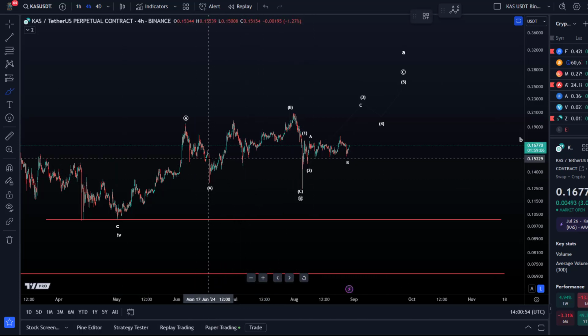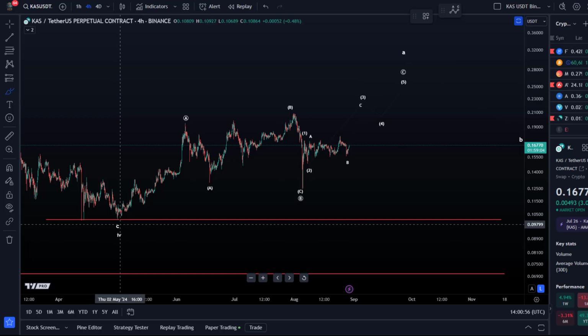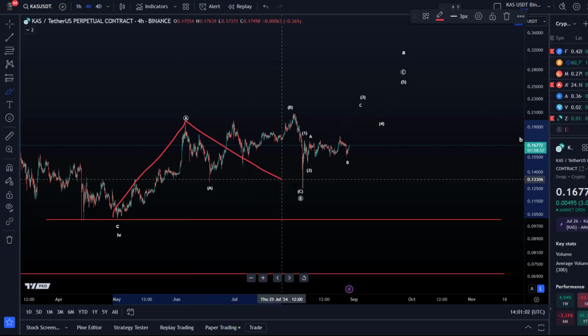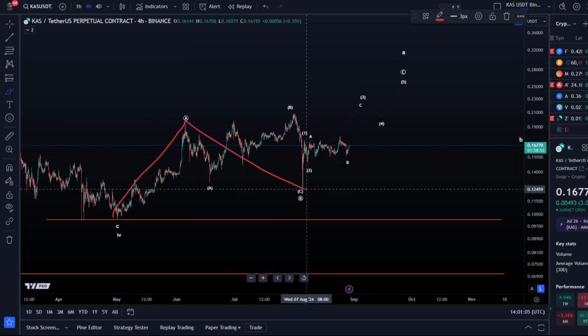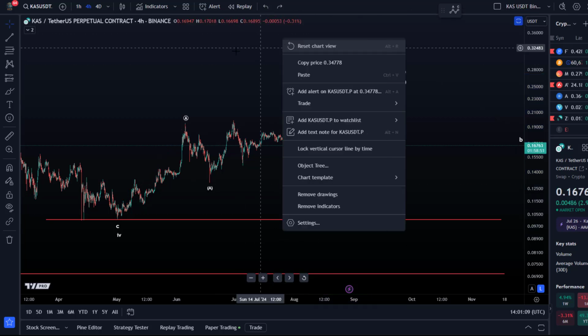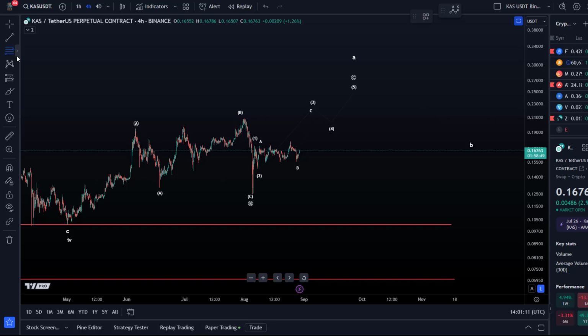The scenario that I'm following is that an A wave topped here in June. We had a B wave pullback, and now we could be in a C wave rally. And where should that C wave take us? That is really what we can watch for next.